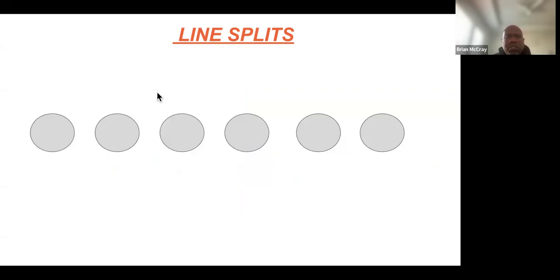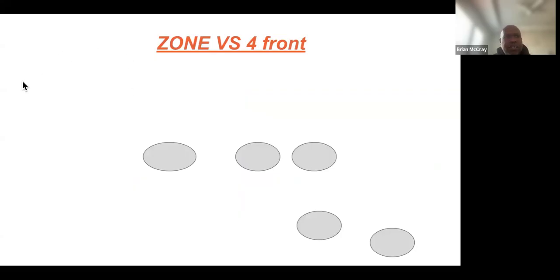So let me show you some of the different ideas and ideologies behind this. Okay, so here's a front side against the zone. So we're going front side zone here. Usually you get a 5 technique here. You're going to get a one shade or a 2 eye and a 30 backer.